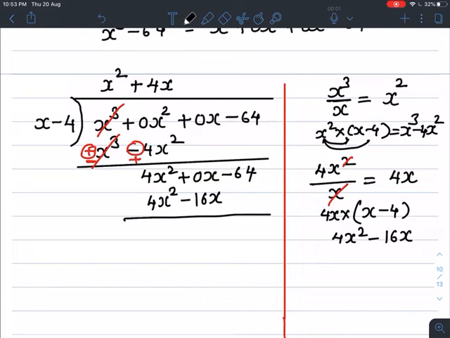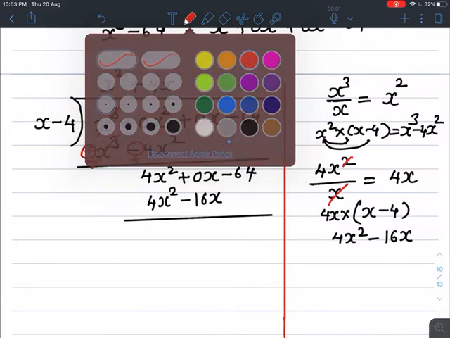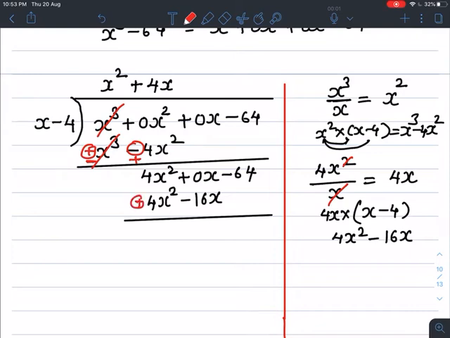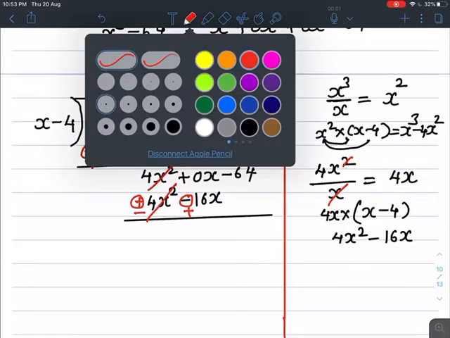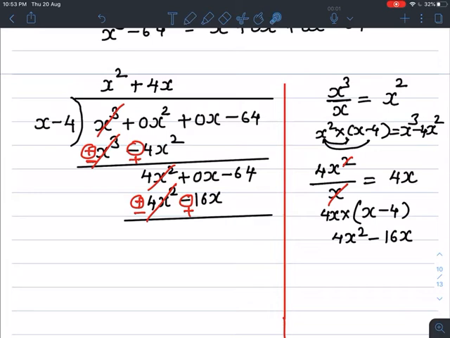Now we have to subtract. You know subtract means we'll change sign here. This is plus 4x square, it becomes minus 16x, it will become plus. 4x square minus 4x square cancel. Now you have to write the addition. Here plus 0x plus 16x means 0x plus 16x, addition is 16x minus 64, you take it down.